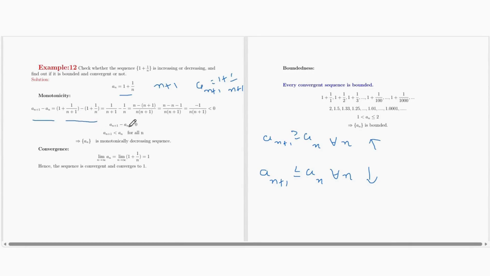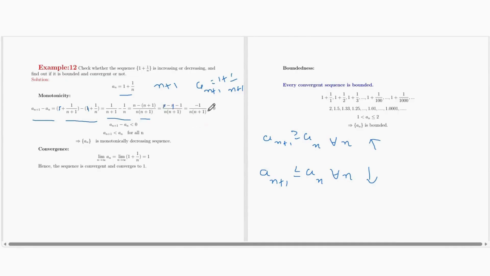Now simplify this. Open the bracket, so minus 1, and this 1 and that 1 cancel out. What we get is 1 upon n plus 1 minus 1 upon n. Now take the LCM. We get n minus in bracket n plus 1, upon n into n plus 1. Now open the bracket: n minus n minus 1, reversing the sign since minus is given. The n cancels out, and you will get minus 1 upon n into n plus 1.